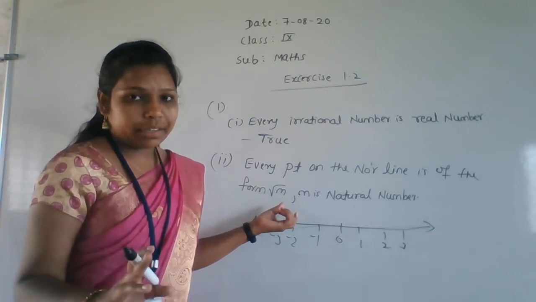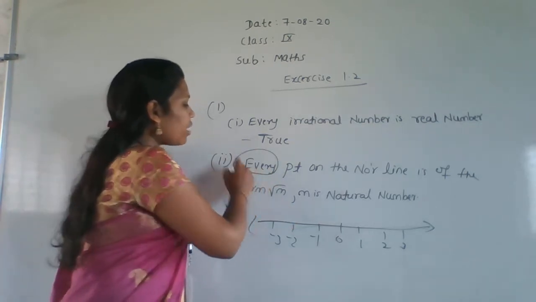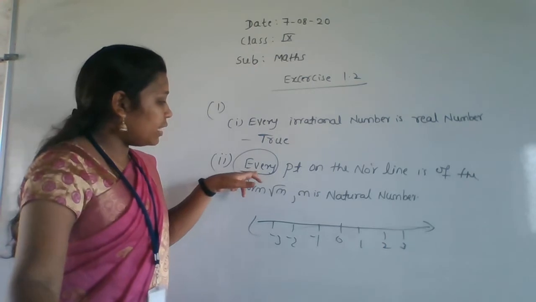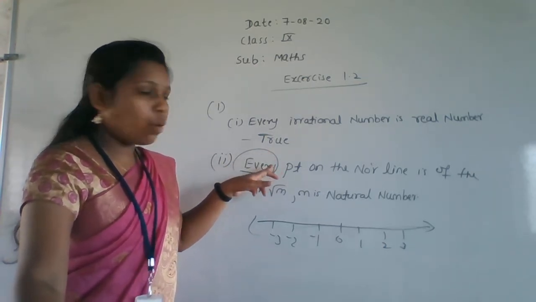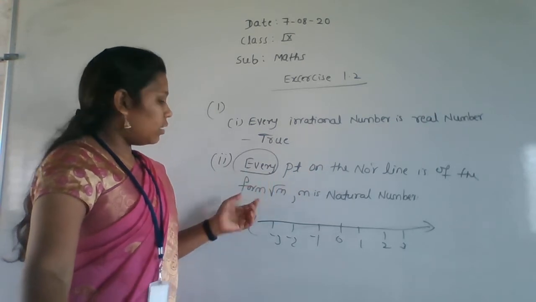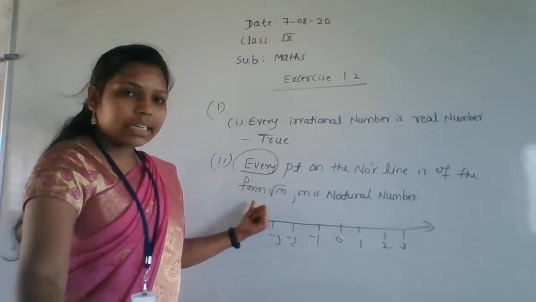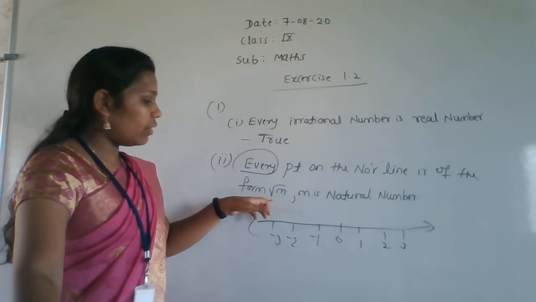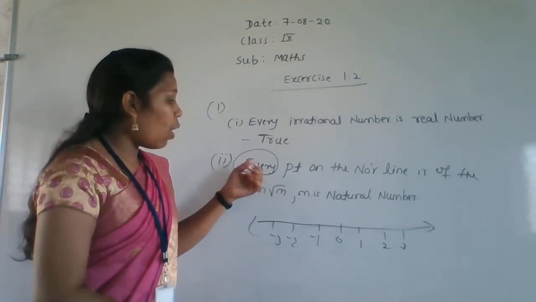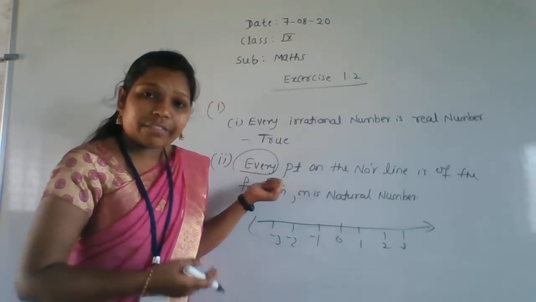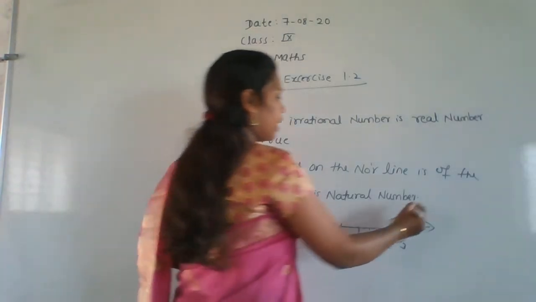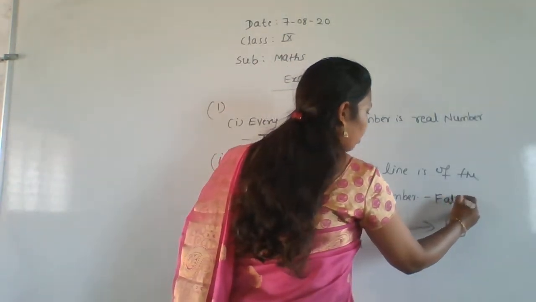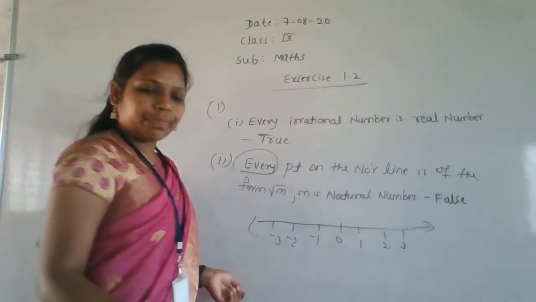Only some points we can represent in the form of root m, not every point. Okay, so this word is wrong here. Instead of the word every we can put some. Only some points we can represent on the number line, that too in the form of root m, but not every point. So here they given every point, that means it's a false statement. Right, here this is a false statement.